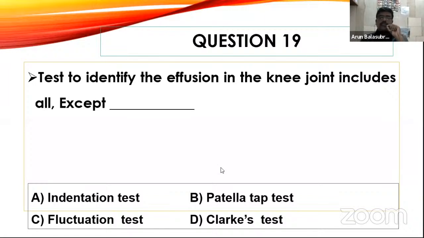It's the flat test, because the flat test is done to identify chondromalacia patella. Indentation test, patellar tap test, or fluctuation test, all these tests, when you tap the patella, will show a synovial effusion in the joint and that there's some pathology in the joint. The flat test is to diagnose patellofemoral pain syndrome, also called chondromalacia patella.